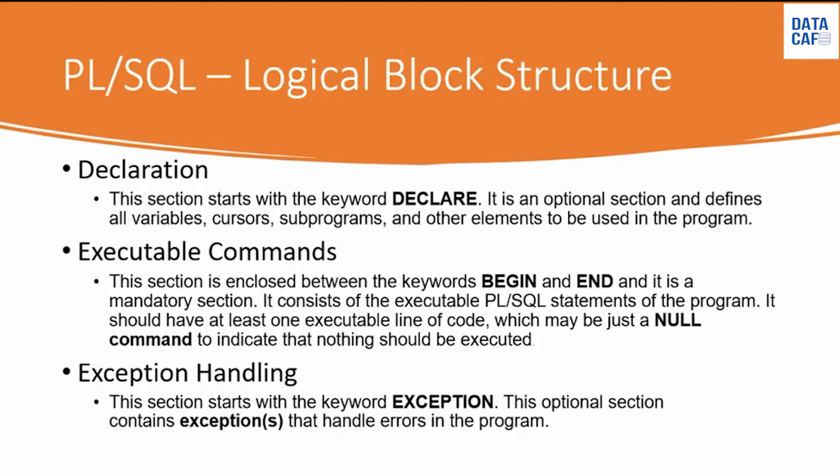The second block is the executable command section. This section is enclosed between the keywords begin and end, and it is a mandatory section. The last section is the exception handling. This section starts with the keyword exception and is optional. Basically it handles the errors in the program. So those are the basic three sections of the PLSQL block structure.